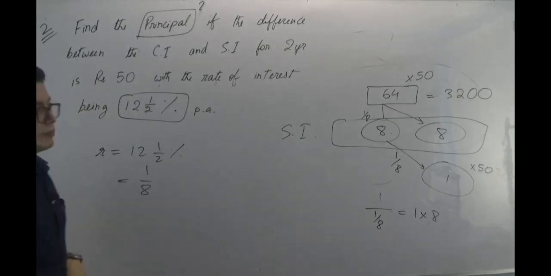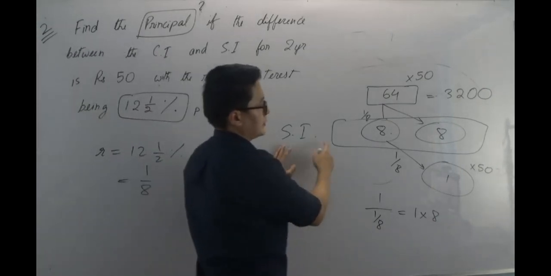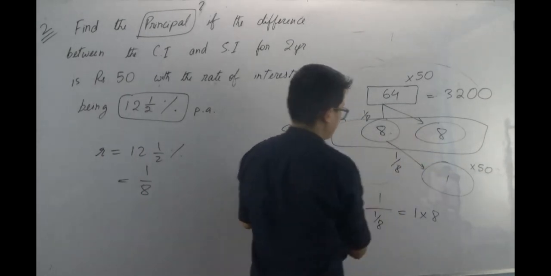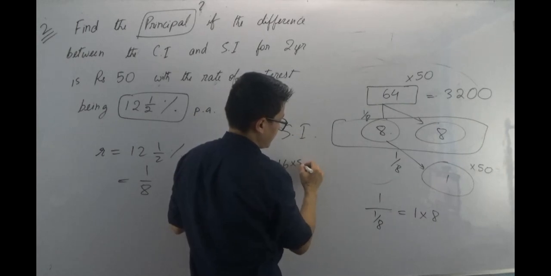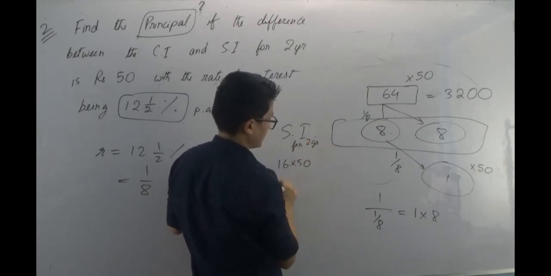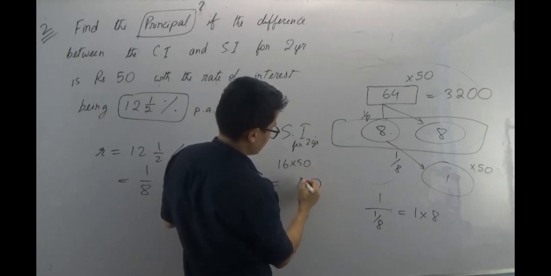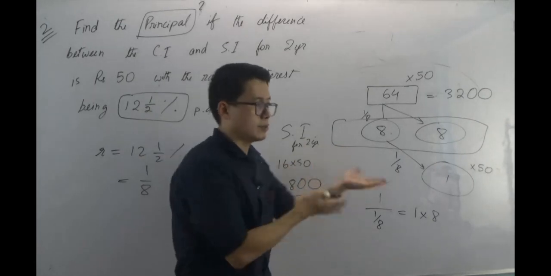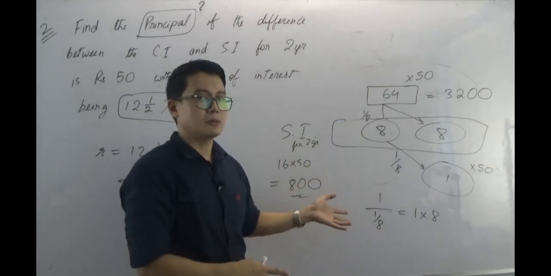Find the simple interest for the 2 years: 8 plus 8 is 16, into 50. So the simple interest for 2 years is 800. Once you have made this chart, once you have completed this chart, let them ask any sort of questions, you can very easily find out.